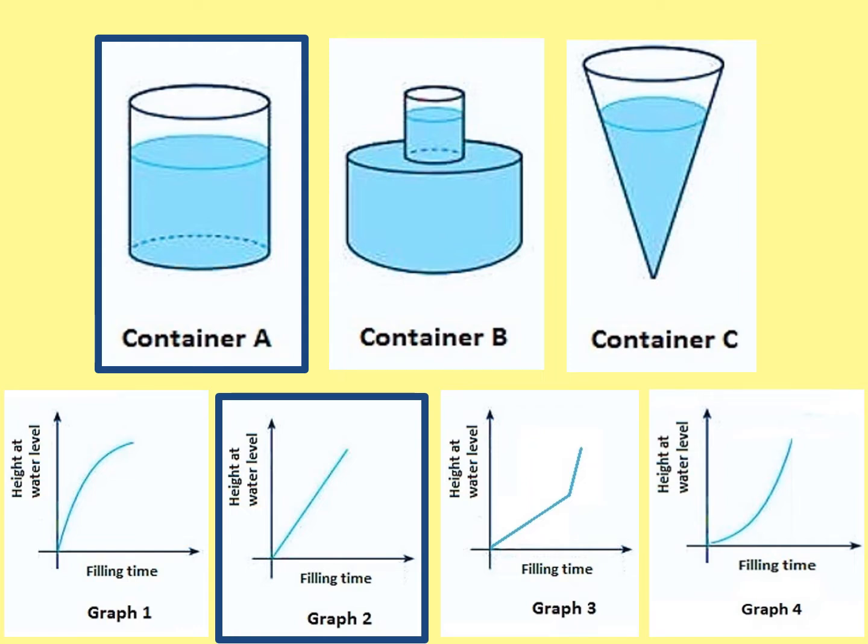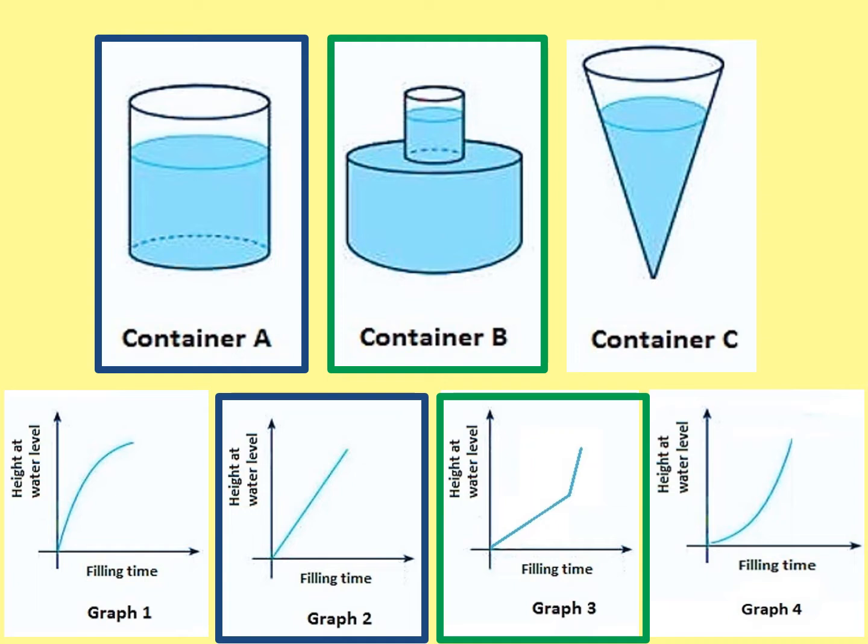Container B goes with graph 3. This is for a similar reason. The first section of container B, the wide section, increases at the same amount, the height of the water increases at the same amount per second, constantly, until the water gets to the second section. At that point, the water level increases at the same amount every second, but at a faster rate than it did before, because the second section is narrower.